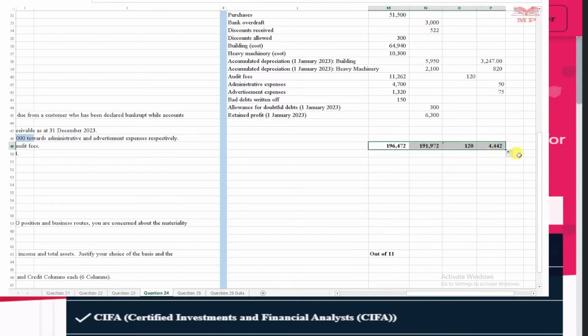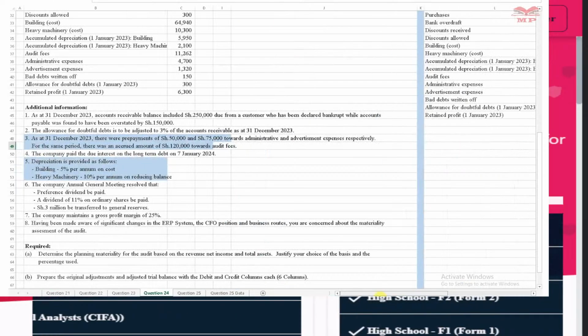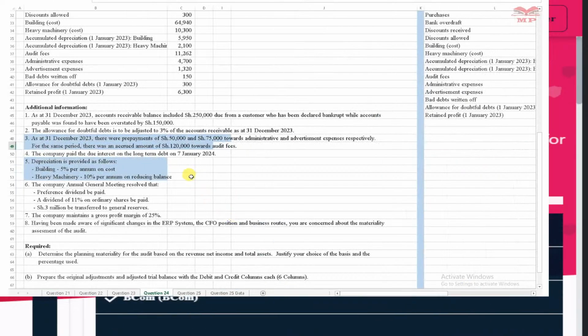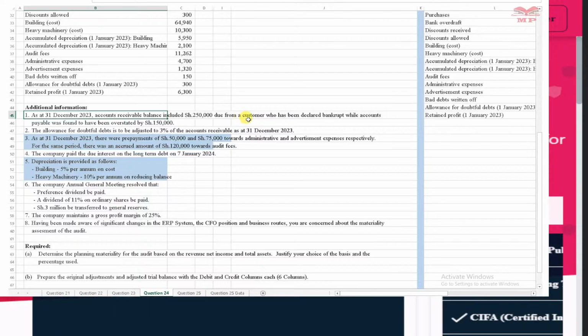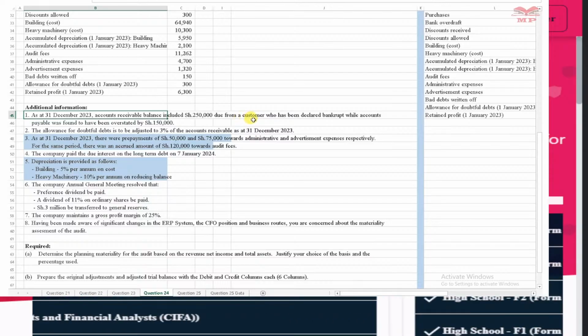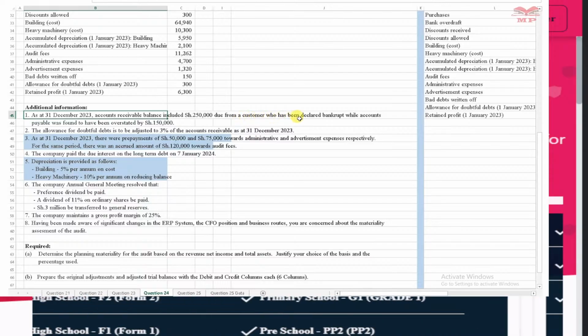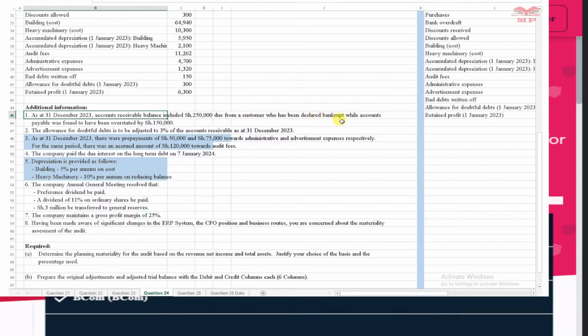And we'll also proceed to analyze other changes right over here. Let's go to note number 1. As of 31st December 2023, accounts receivable balance included 250,000 due from a customer who had been declared bankrupt.